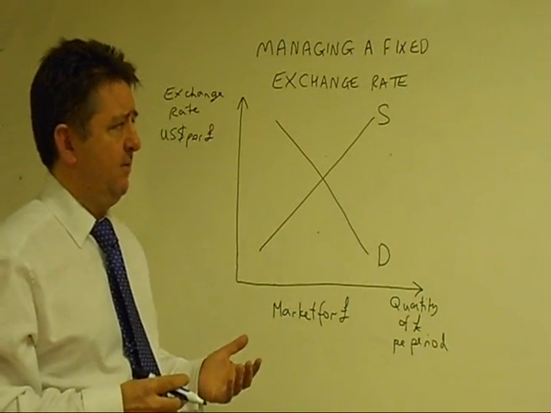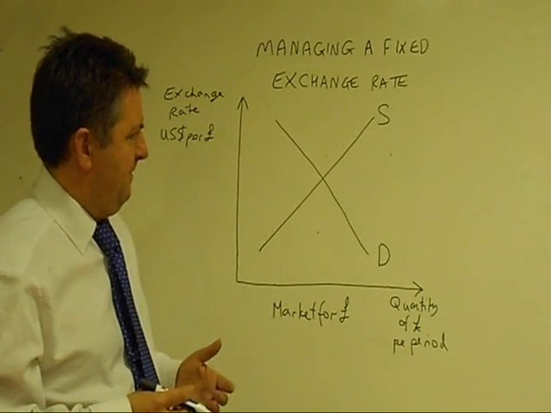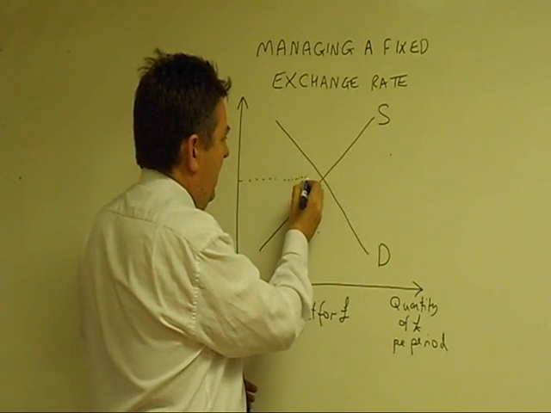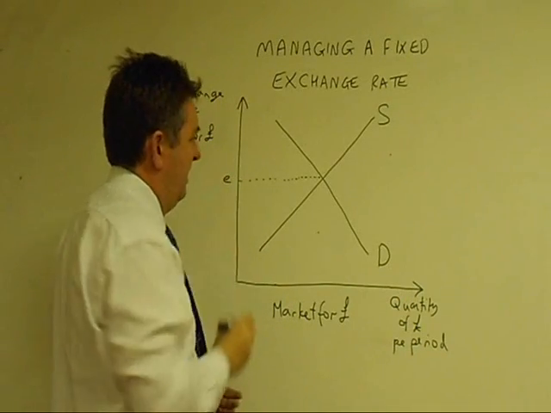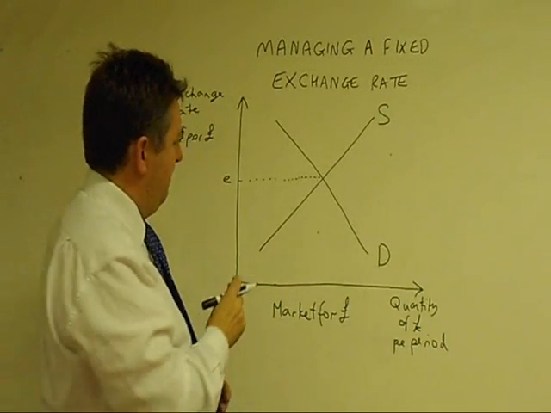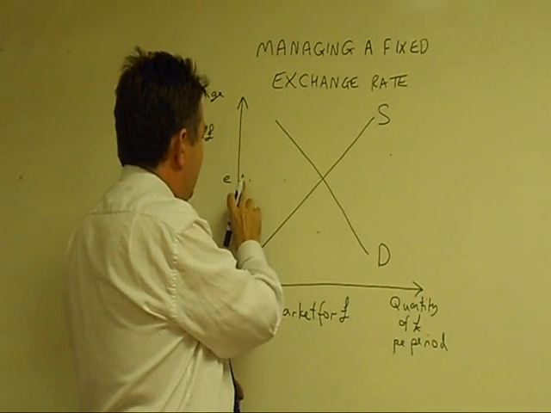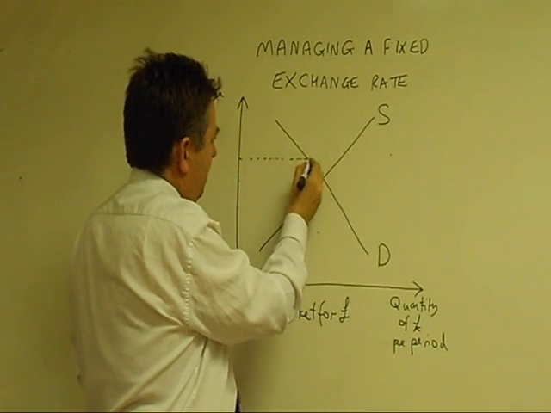How was that achieved? Well, in a supply and demand market for pounds, you'd expect to see an equilibrium set where the supply and demand curves cross. However, the government of the UK set a higher rate, EF, a fixed exchange rate, at this level.